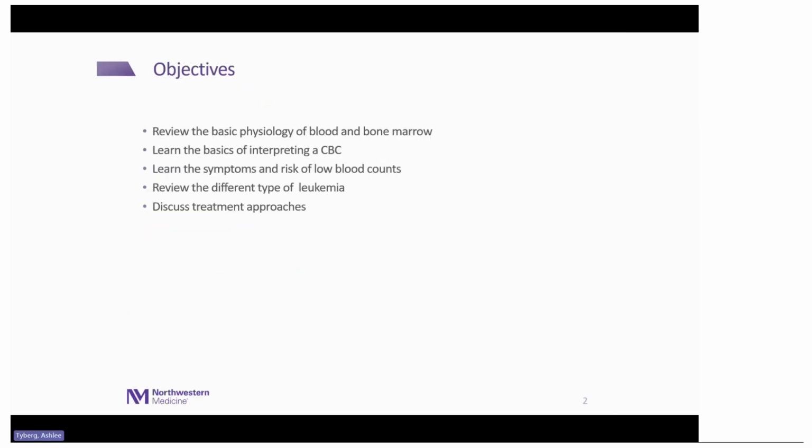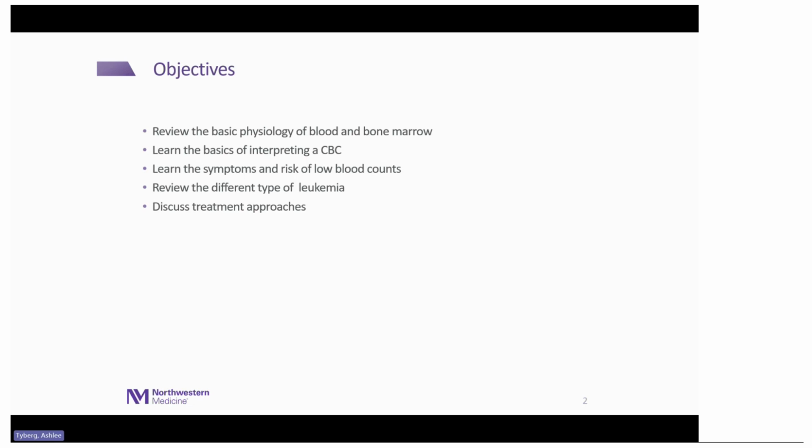Okay, so we're going to just kind of go over the basics of the physiology of blood and bone marrow, which is the organ that produces the blood. So we're going to just delve into a little bit of the basics about that and help you understand a foundation for all things related to leukemia.